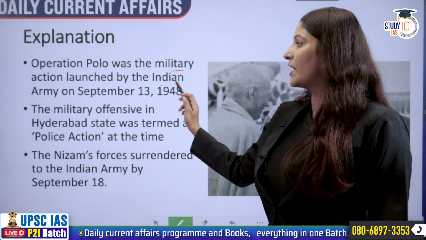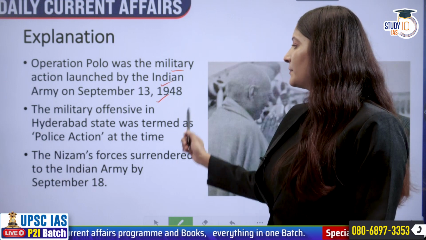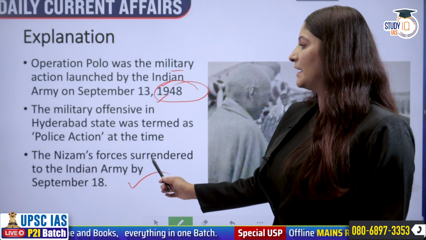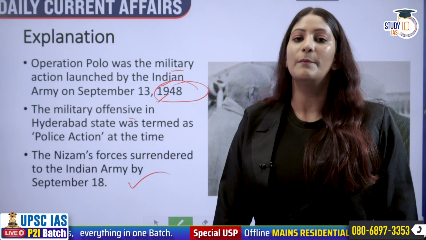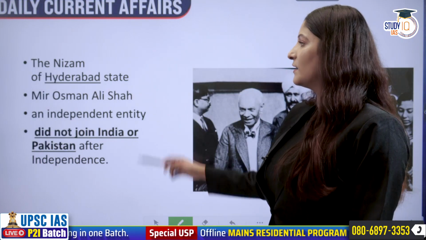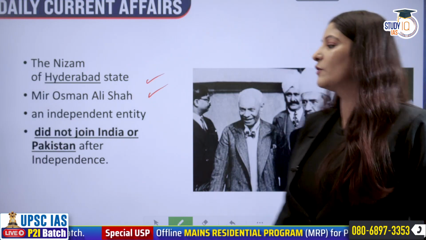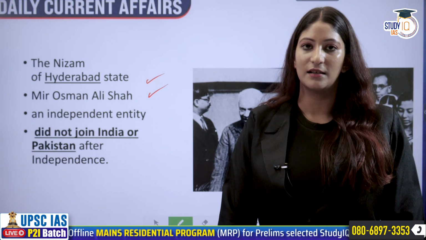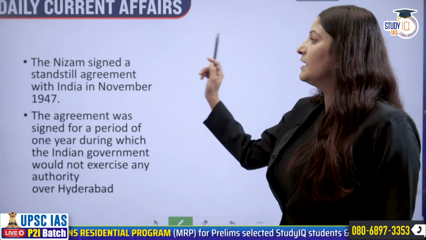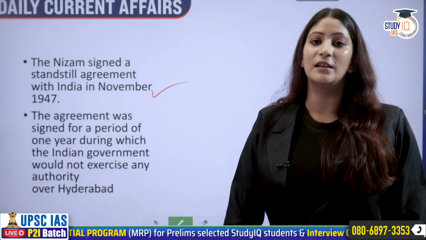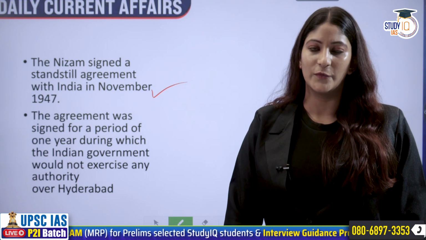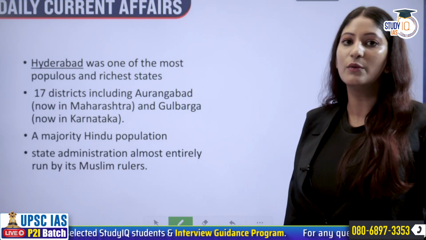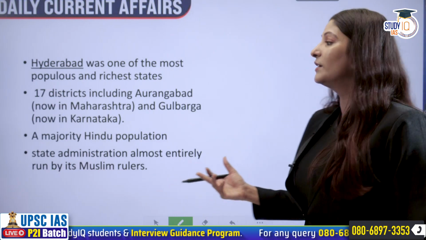Operation Polo was the military action launched by the Indian Army on 13 September 1948, and the forces of the Nizam surrendered on September 18. The military offensive was dubbed as Police Action by Sardar Vallabhbhai Patel. The Nizam of Hyderabad state was Mir Usman Ali Khan, and he wanted to remain an independent entity, and did not want to join either India or Pakistan. They signed a standstill agreement for 1 year. India would not have any authority over Hyderabad. But the situation became so dire that we had to, we can say, revise that particular agreement.